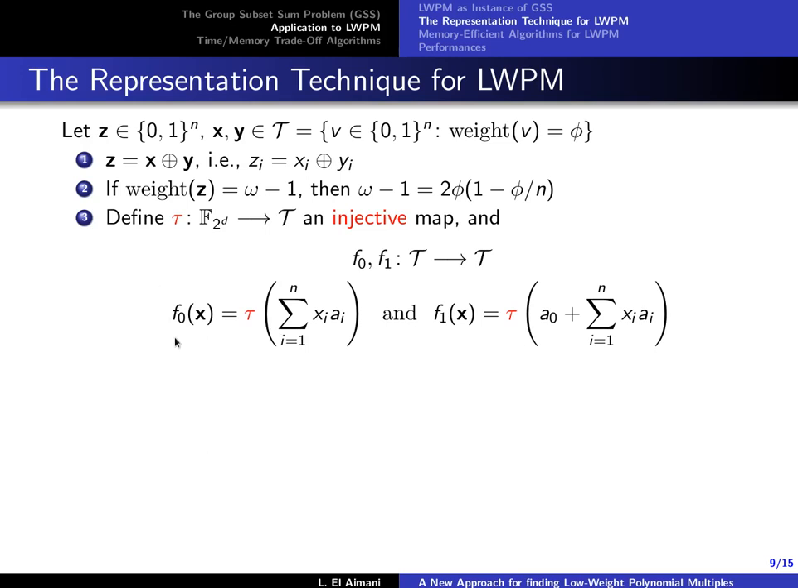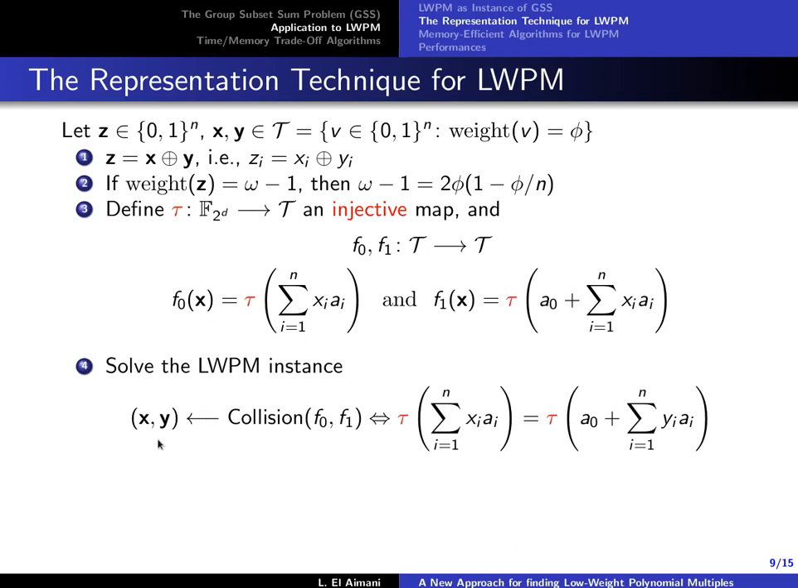So now f0 of x, where x is an element of T, is simply tau applied to this sum. The coefficients of this sum are simply the input vector. And f1 of x is tau applied to the same sum increased by the term a0, the first residue.